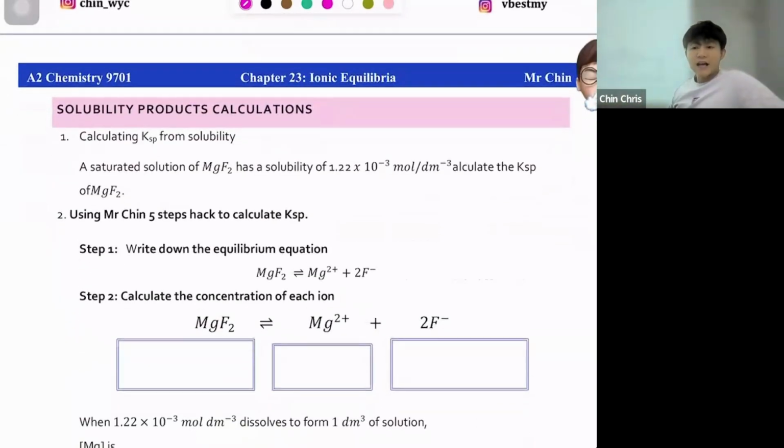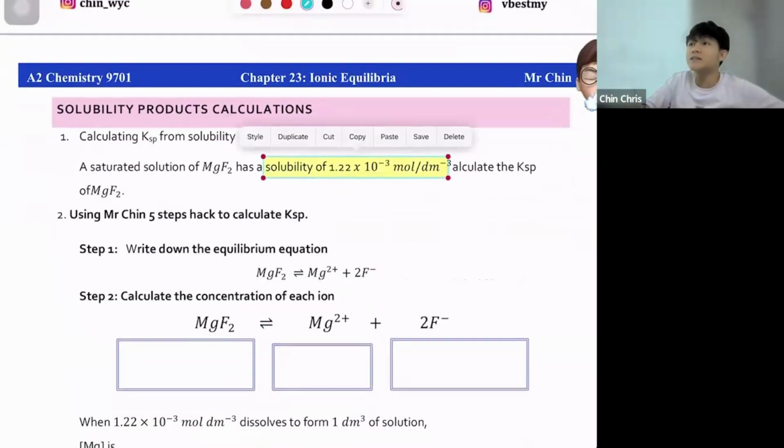Calculating Ksp from solubility. A saturated solution of MgF2 has a solubility of 1.22 times 10 to the power negative 3. Calculate the Ksp. Most of you do not understand what is meant by solubility. This is not a Ksp value, so don't write this as a Ksp.